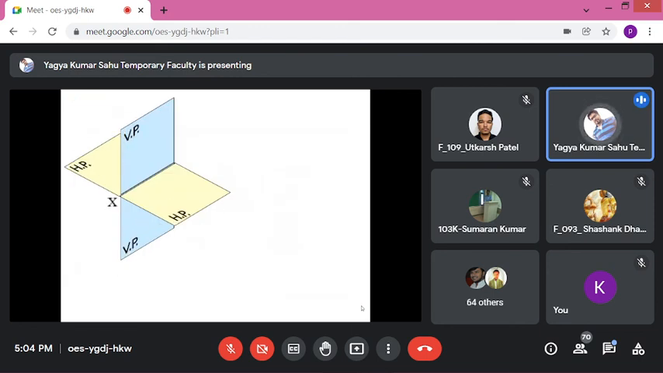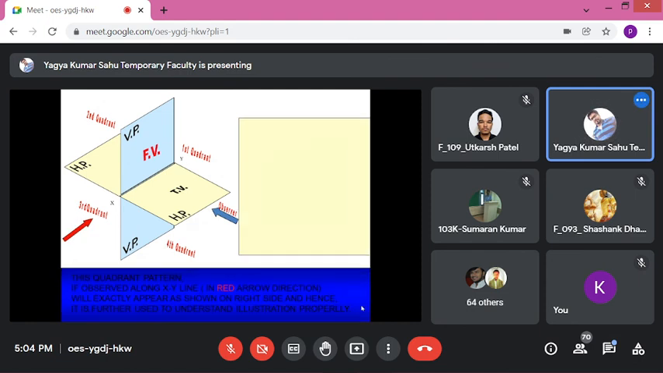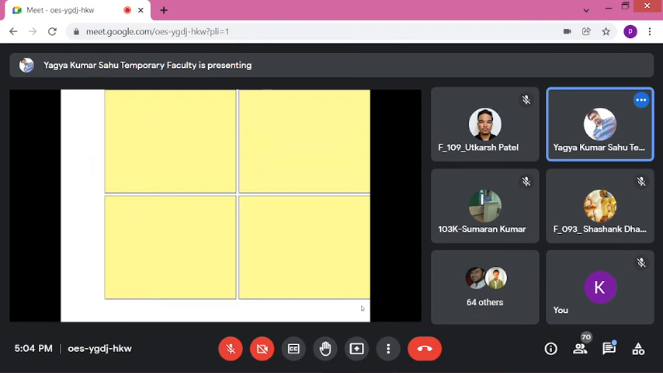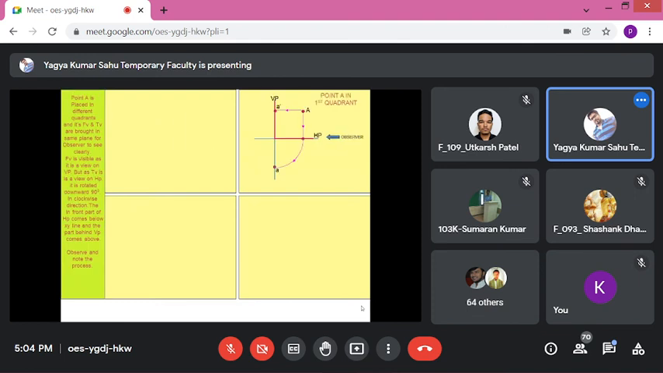Now these are the quadrants, which I have already explained: first quadrant, second quadrant, third quadrant, with front view, top view, and side view. Suppose a point A is in the first quadrant. First of all, draw the front view A dash, then the top view A, and rotate 90 degrees clockwise. So you'll get the front view above and the top view below. Are you getting this one?